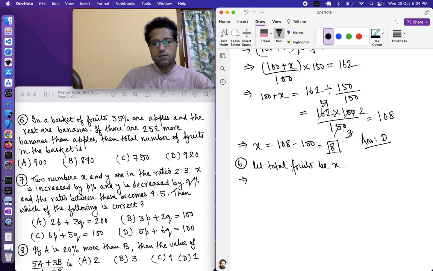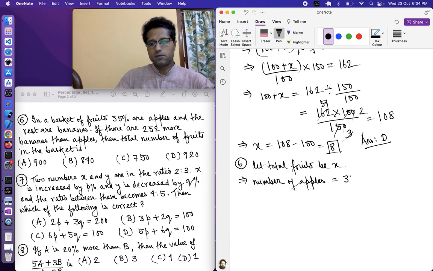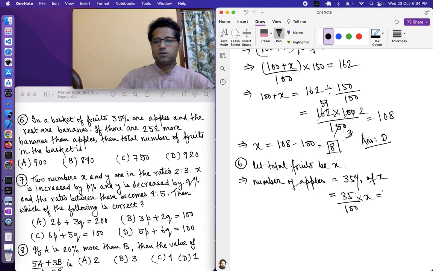This implies that number of apples is given to be 35% of x. Since it is given 35% are apples, number of apples will be 35% of x. This is equal to 35 by 100 multiplied by x, which is equal to 7x by 20. So number of apples is 7x by 20, where x we have assumed to be the total number of fruits in the basket.